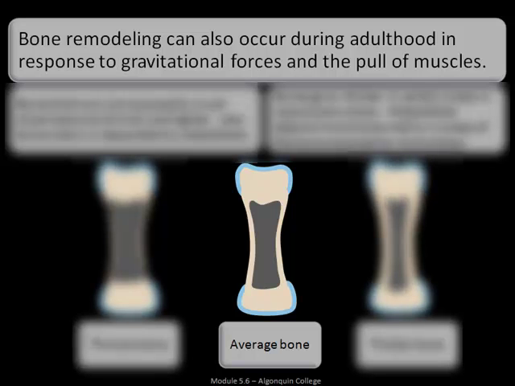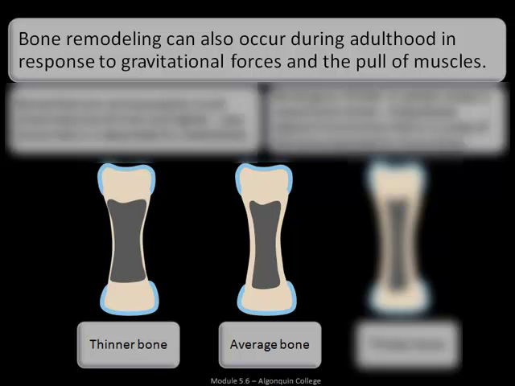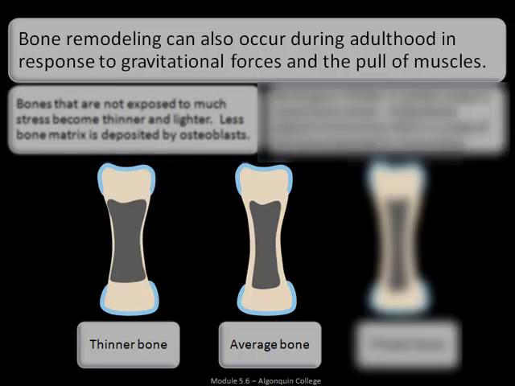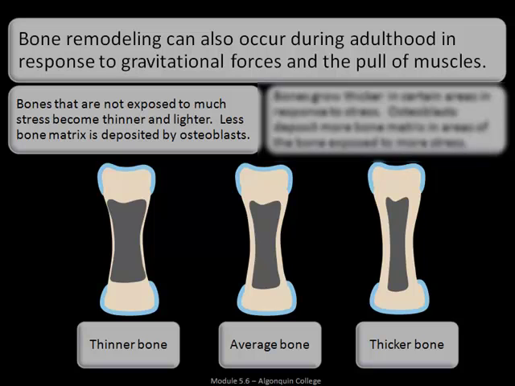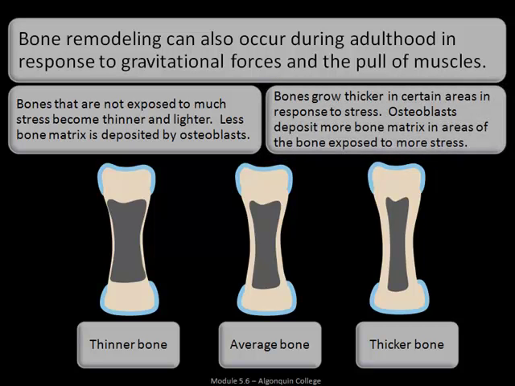Bone remodeling can also occur during adulthood in response to gravitational forces and the pull of muscles. In the center, we see an average bone. On the left, there is a thinner bone. Bones that are not exposed to much stress become thinner and lighter. Less bone matrix is deposited by osteoblasts. On the right, there is a thicker bone. Bones grow thicker in certain areas in response to stress. Osteoblasts deposit more bone matrix in areas of the bone exposed to more stress.